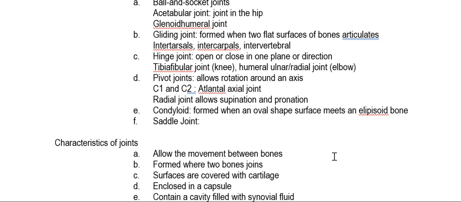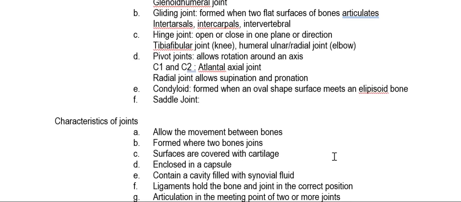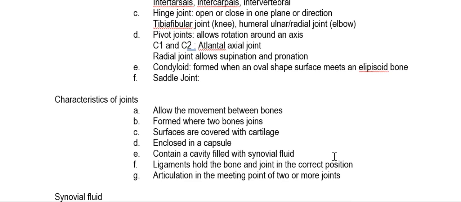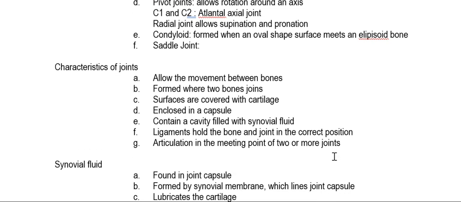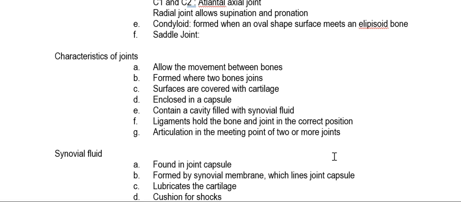Characteristics of joints: they allow movement between bones, formed where two bones join. Surfaces are covered with cartilage, enclosed in a capsule, yun may synovial fluid, and contain a cavity filled with synovial fluid. Ligaments hold the bones and joints in the correct position, and articulation is the meeting point of two or more joints. Synovial fluid is found in the joint capsule, formed by the synovial membrane, which lines the joint capsule and lubricates the cartilage. Plus, it cushions for shock.